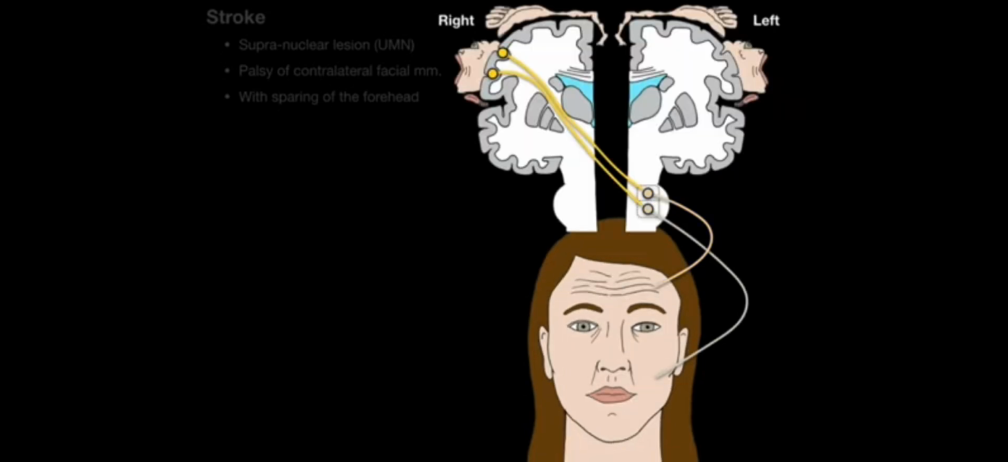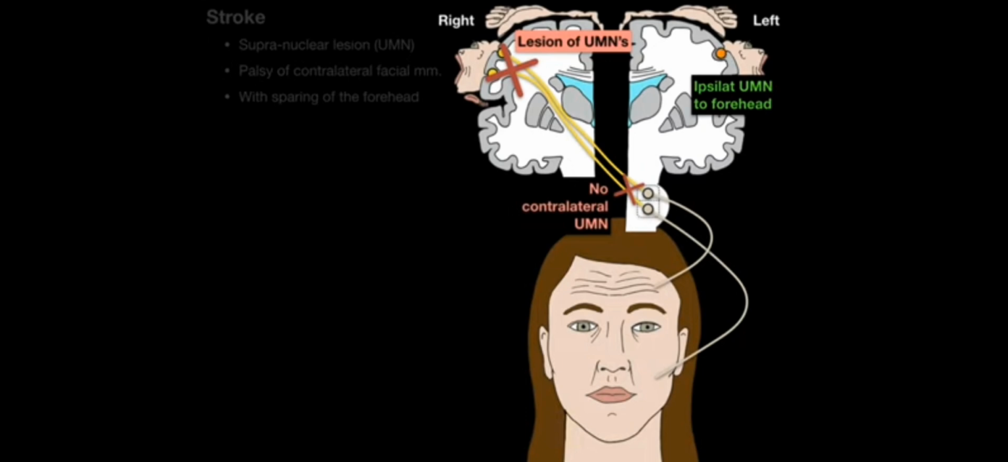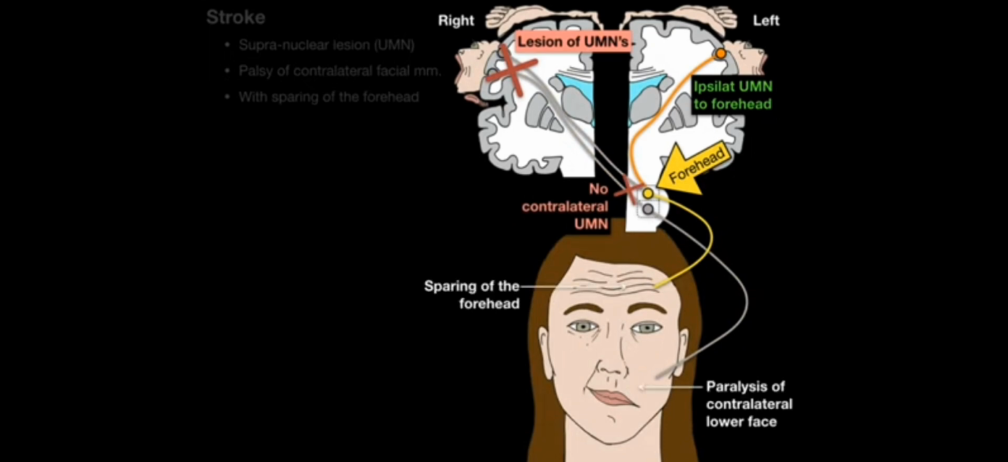So let's do that again. That was kind of fun. If we lesion the upper motor neurons on the right side, there is no contralateral upper motor neuron stimulation of the facial motor nucleus on the left side, but we have ipsilateral upper motor neuron innervation to the forehead like this, which then allows the forehead on the left-hand side to be stimulated. So sparing of the forehead on the left, paralysis of the contralateral lower face, contralateral meaning opposite side of the lesion.